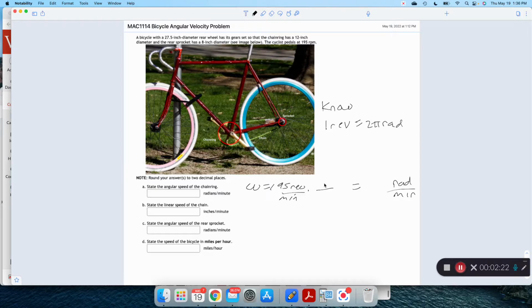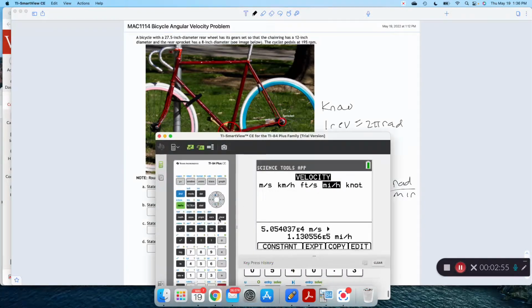So I need radians to be on top here, and I need revolutions to be on the bottom. See, I want revolutions to cancel out, leaving radians over minutes. Well, we know 1 revolution equals 2 pi radians. See, these two are equal. I'm really multiplying by 1. Revolutions cancel out, and I get 195 times 2 pi, which I can do on my calculator here.